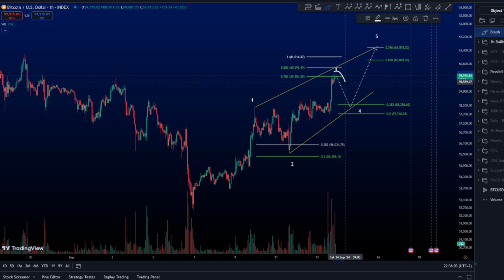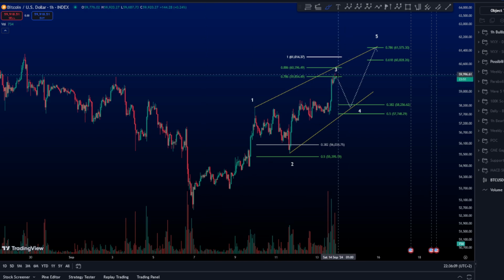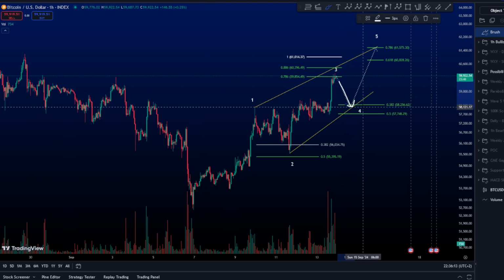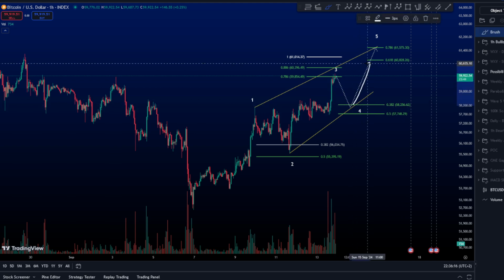However, we want to see a little bit of a drop down. If you want to remain bullish and continue this diagonal, it is preferable to reverse a little bit, finishing a wave 4 and then moving up.